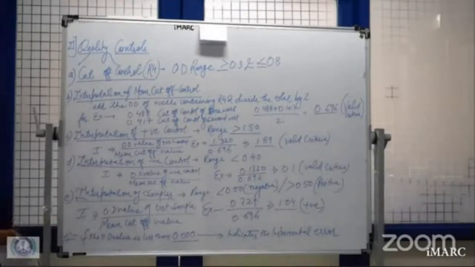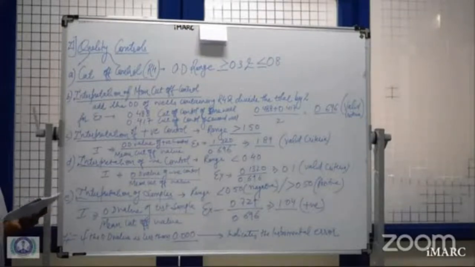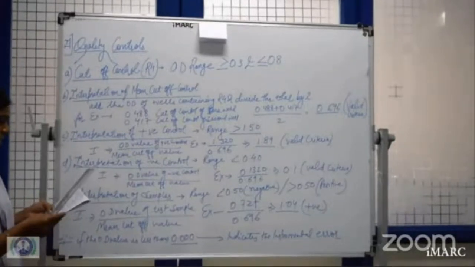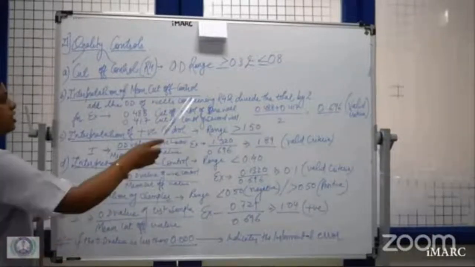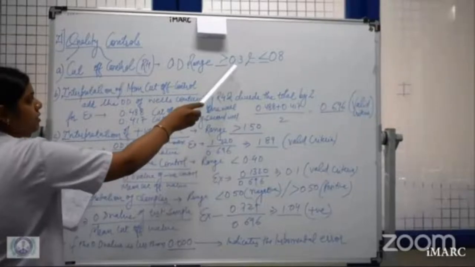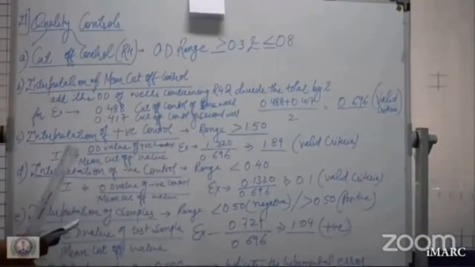First one is the cutoff control, which is labeled as R4, and its composition has human serum with Aspergillus galactomannan antigen in it. The OD value for each well containing the R4 must be in the range of greater than 0.3 to less than 0.8.